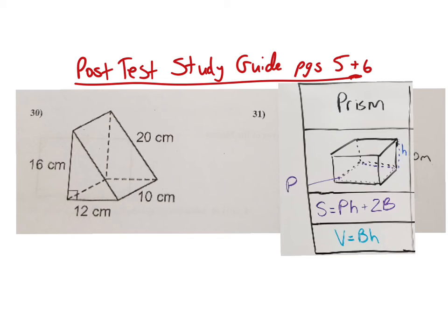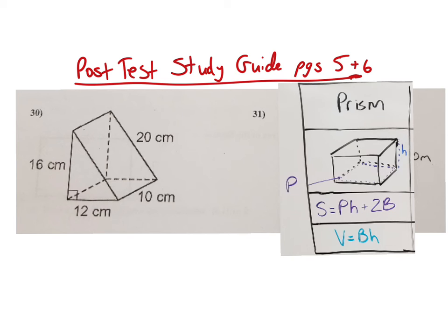All right, so last couple pages, last couple problems from the post-test study guide. Keyword's going to be Paw Patrol. Keyword is Paw Patrol. So, number 30 is not a pyramid. Most people make a mistake and think it's a pyramid. It is not a pyramid.